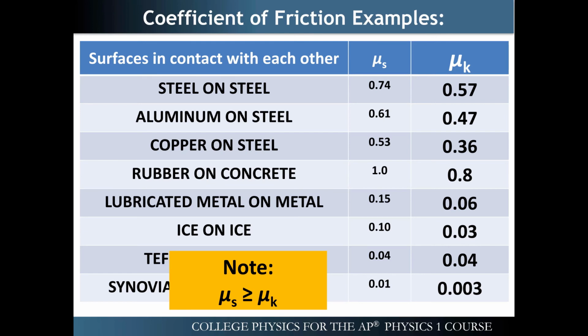And there is no one list that all scientists agree upon. In fact, these numbers are constantly changing because they're experimentally derived. And steel on steel, technically there are multiple kinds of steel, because steel is an alloy, so we won't get into that. That's a whole chemistry topic. These are just to give you an idea of how they relate.